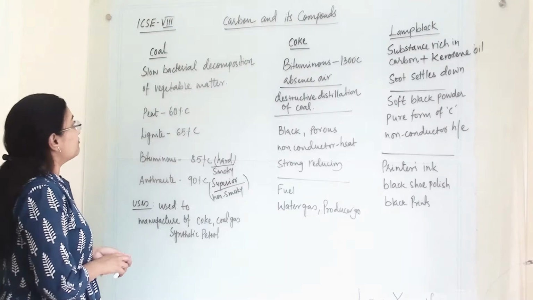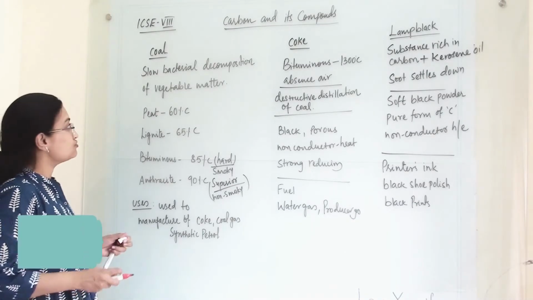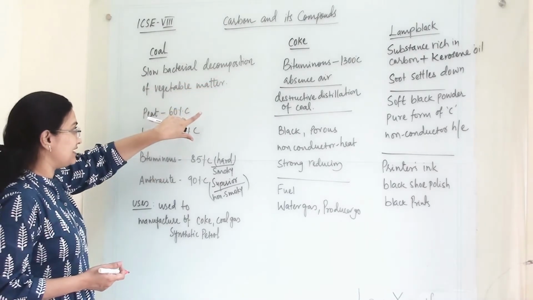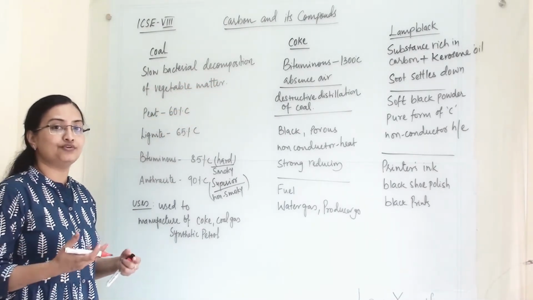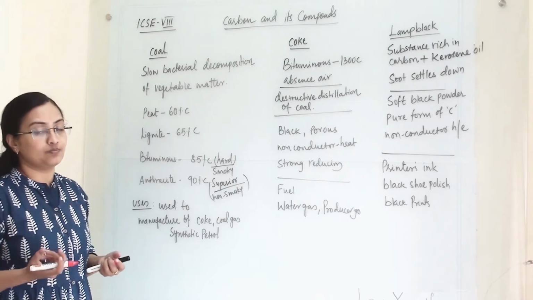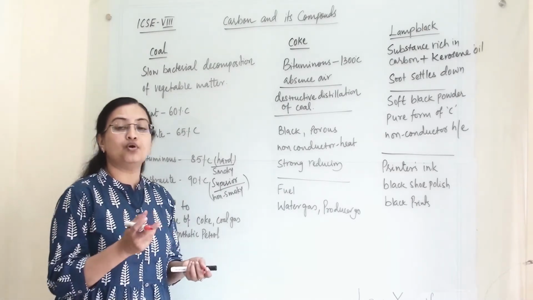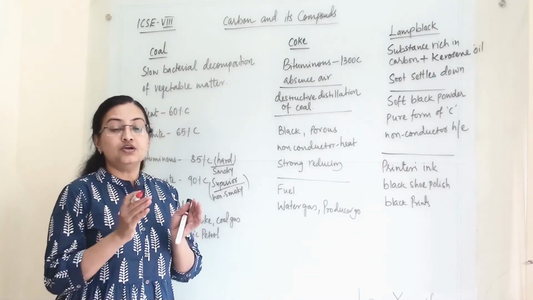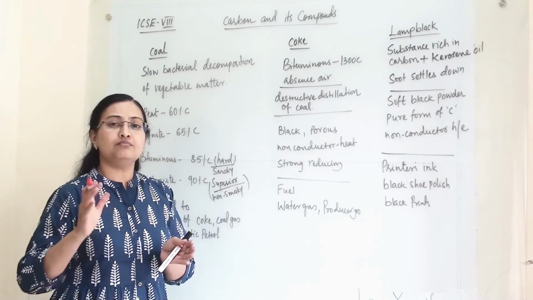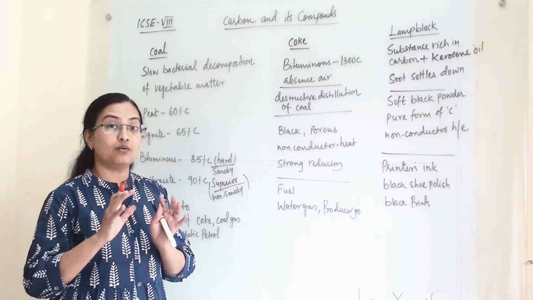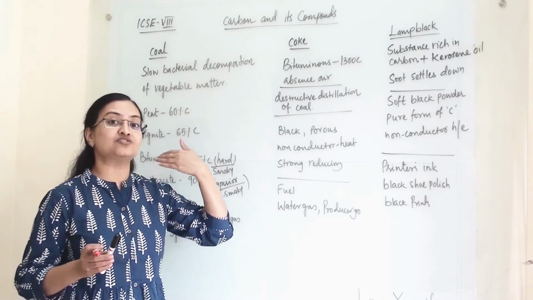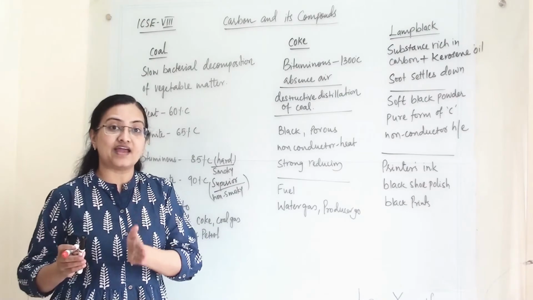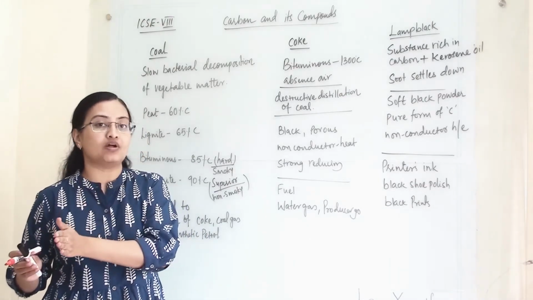Now here, first we will see coal. So what is coal? It is formed by the slow bacterial decomposition of vegetable matter, and after a long period of time, whatever we get is coal. But it depends upon how much percentage of carbon is remaining in it. If you take it out after millions and millions of years, then the complete vegetative matter has been transformed into carbon. So in that case, the carbon percentage is more and that coal is superior quality coal.